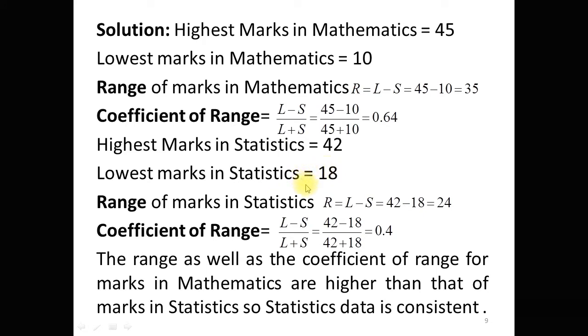So the range of marks in statistics is equal to R, and R is equal to L minus S, which is equal to 42 minus 18 is equal to 24. Now the coefficient of range for this marks is L minus S divided by L plus S, which is equal to 42 minus 18 divided by 42 plus 18, which is equal to 0.4.